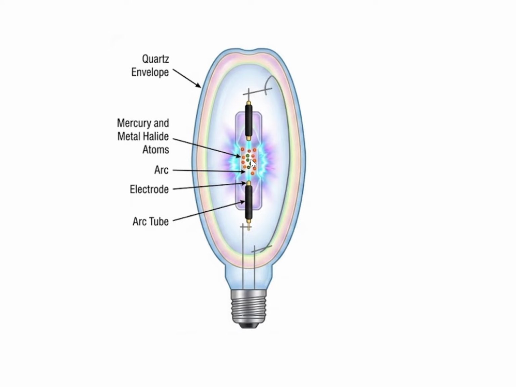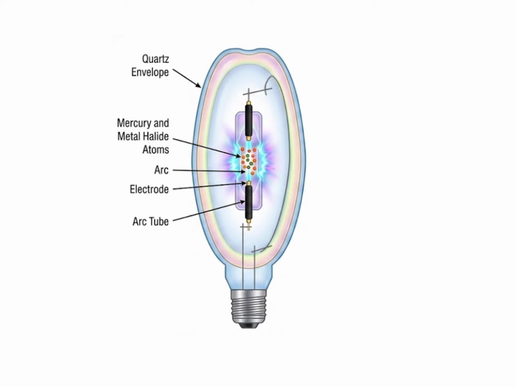So mercury and metal halide atoms are chemicals vaporized during operation and emit intense visible light when excited by the electric arc. The working principle behind this HID lamp is that when switched on, the ballast or electronic controller supplies a high voltage ignition pulse, typically between 2 kilovolts and 25 kilovolts, to initiate an electric arc between the electrodes.